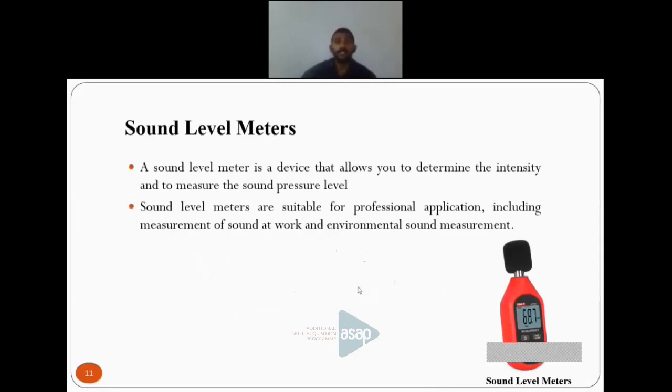Now let's see the two types: sound level meters and dosimeters. The sound level meter, whose working we already saw, determines the sound pressure level as well as the intensity of the sound. It is also used in industries and environmental sound measurement.